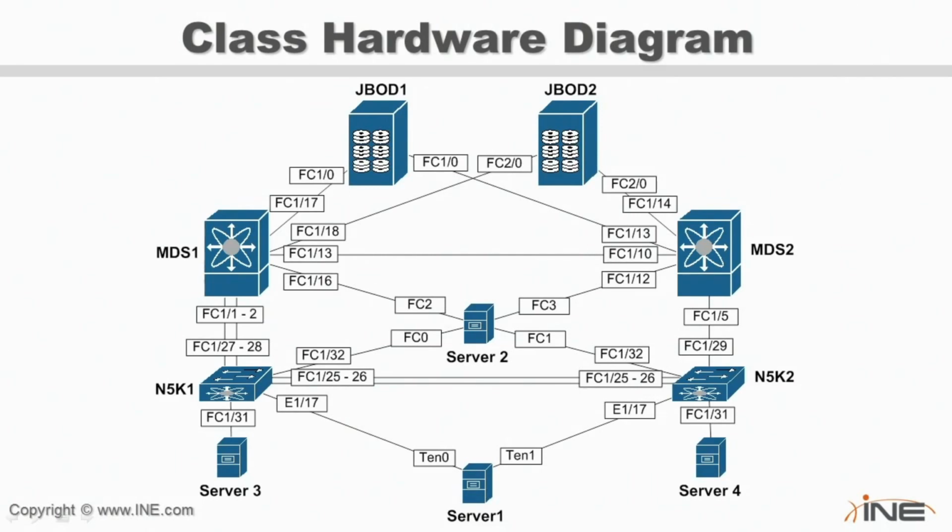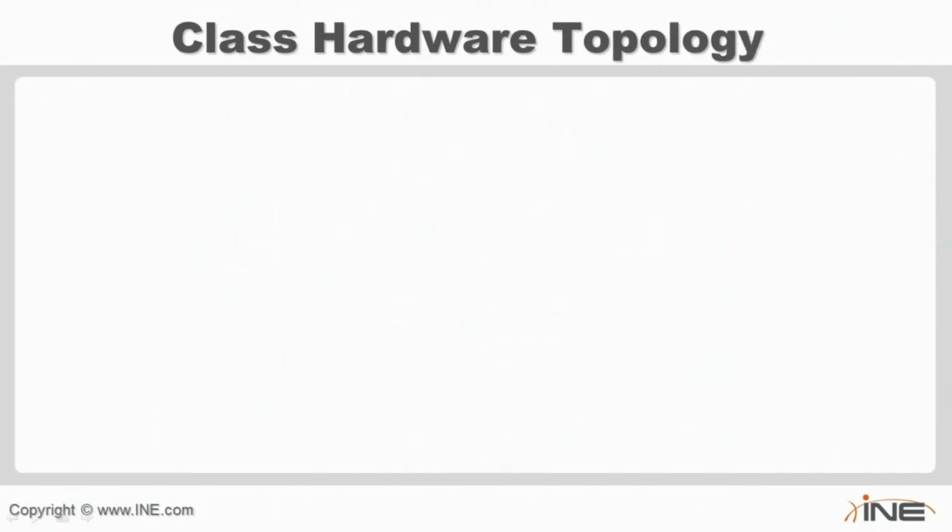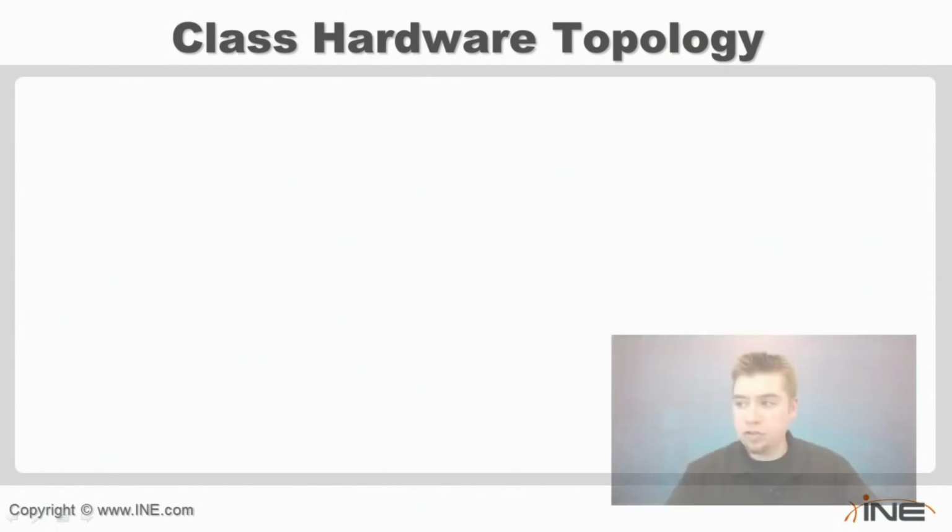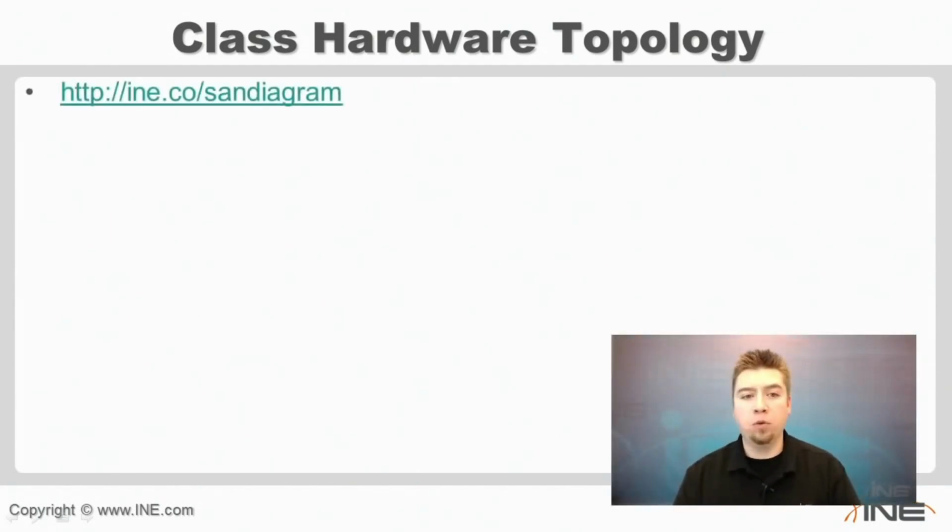We then have servers 3 and 4 that are single Fibre Channel attached to the 5Ks. And then we have server 1 that is dual attached with 10 gig Ethernet, where that is our CNA, our converged network adapter, running both the LAN traffic and the SAN traffic at the same time. Now, specifically the hardware that we're using, and you'll see the link here, you can use that right now if you want to download the topology. I would recommend using this as a reference, as the different examples that I'm going to go through are going to be based on this physical topology for the rest of the week.